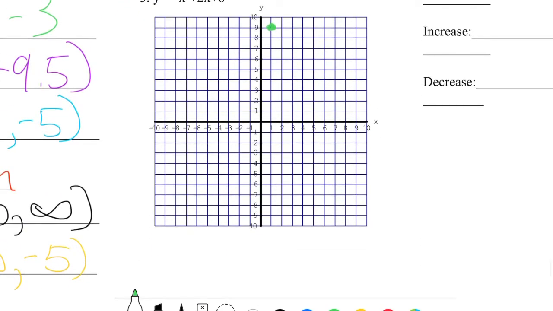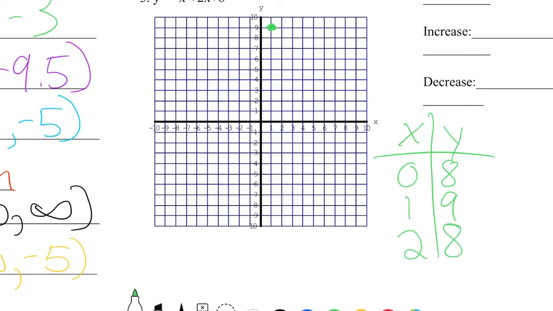Now I need to graph it. So I'm going to go to second graph to my table. Around this 1, 9, I want at least 1 point above and 1 point below on my table. So I've got x, y. At x is 0, I've got 8. At x is 1, I got 9. And at x is 2, y is 8. So I'm going to graph these 2 other points. 0 for the x value means nowhere left or right, and then just up 8. Then I have 2, 8, so right 2, up 8. And there is my graph.